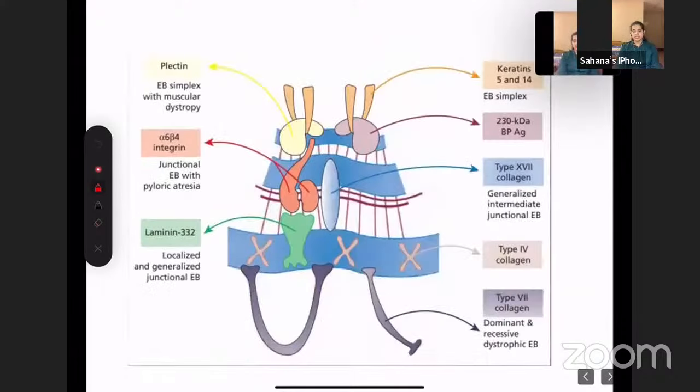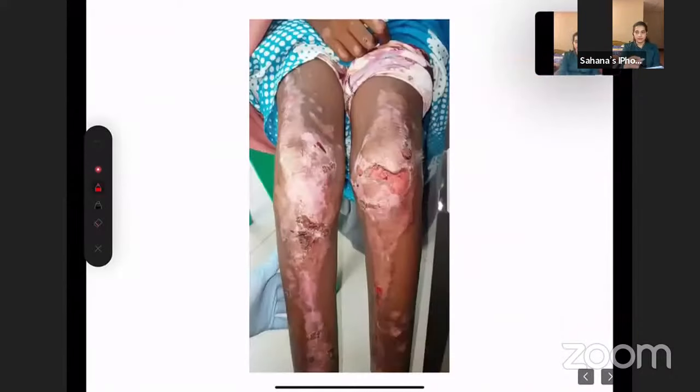Okay, so this is the last slide of the presentation. This is just a summary. Before I go to this slide, I just want to brush up the clinical features.